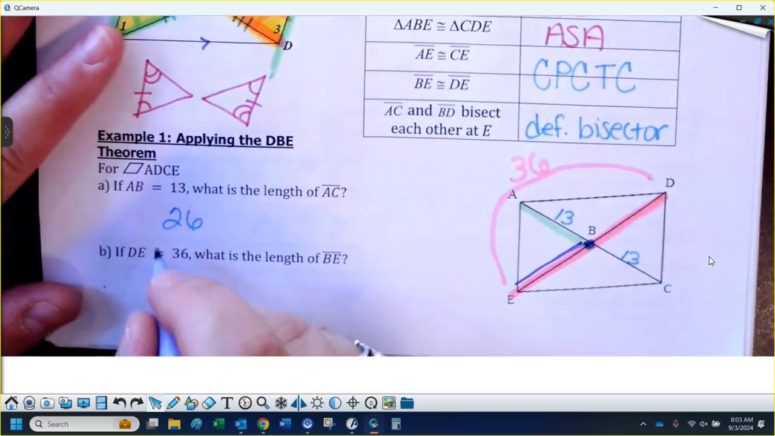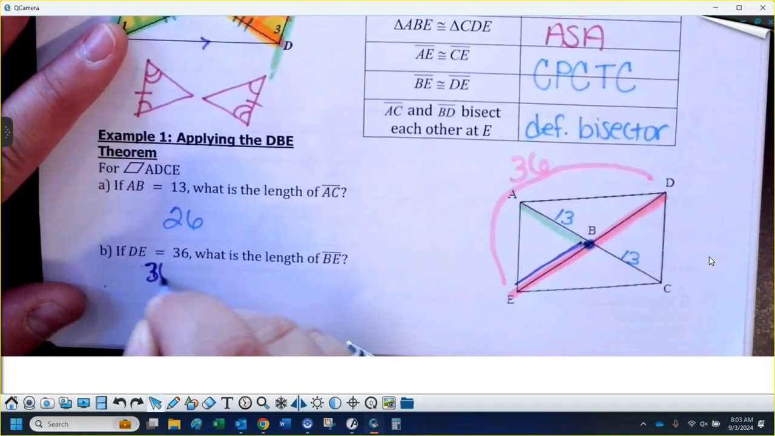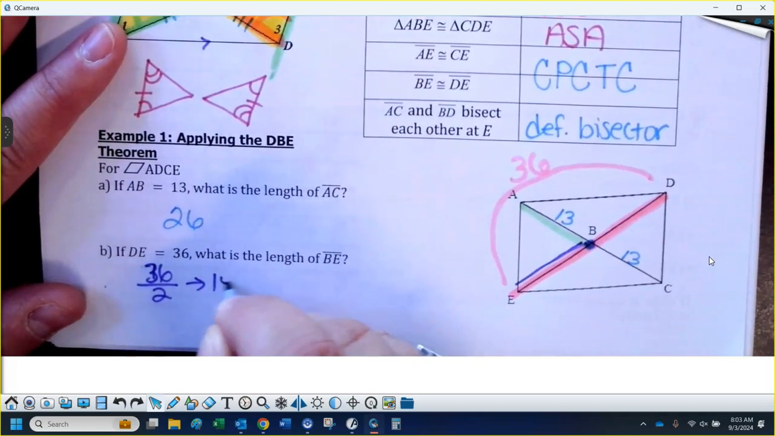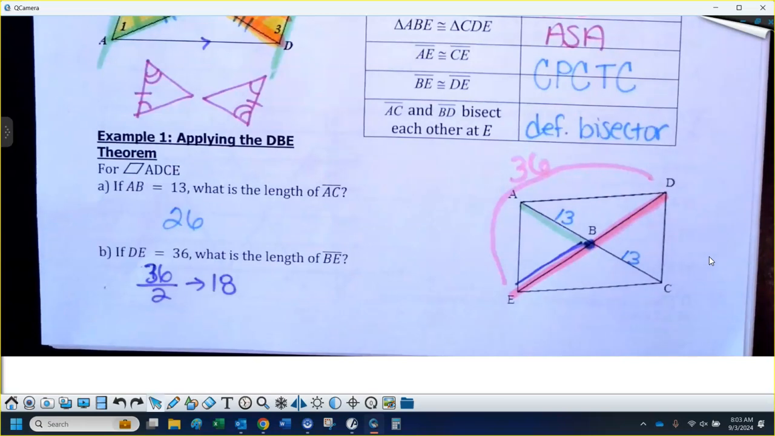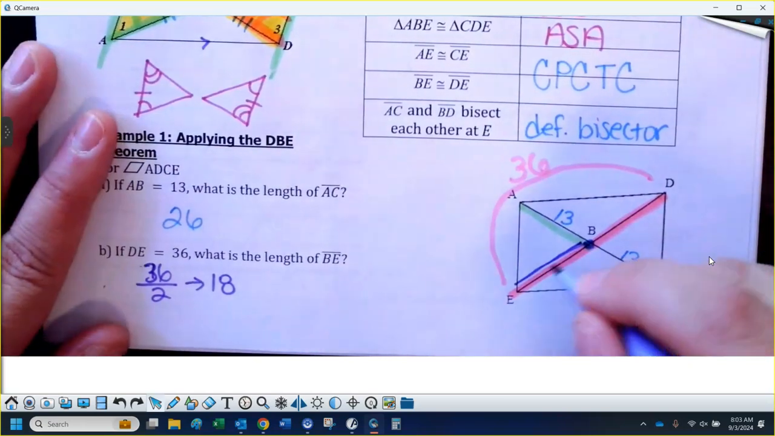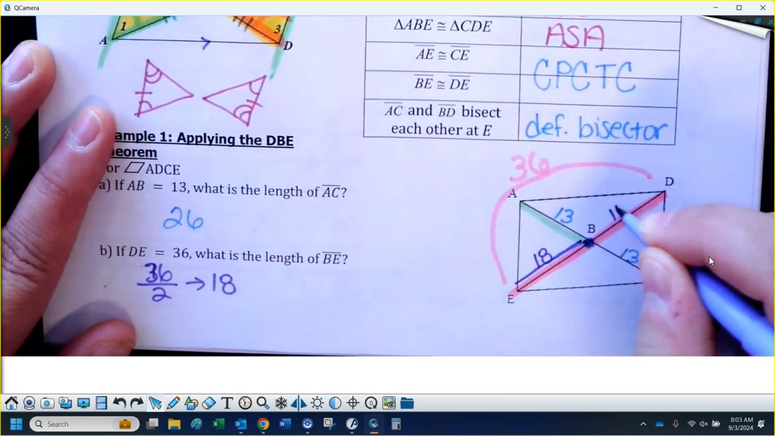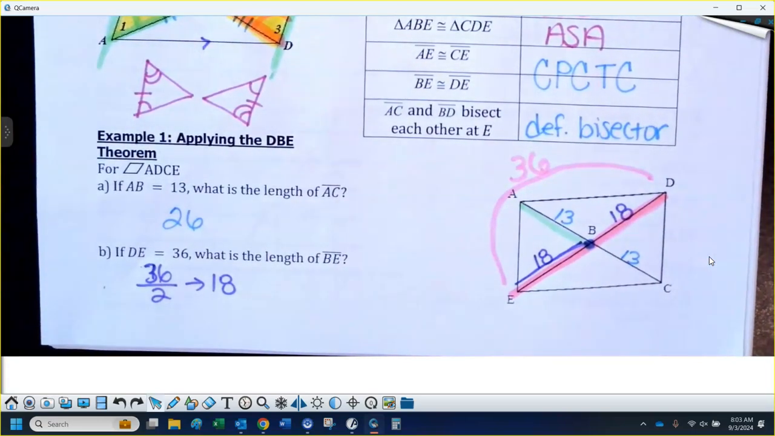To cut it in half. The whole thing, 36 divided by 2, 18, because you know that those diagonals intersect to cut each other into two equal pieces. So this piece would be 18, this piece would also be 18. They've got to be the same on either side. Is anybody having a question?